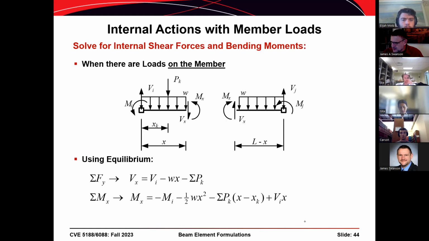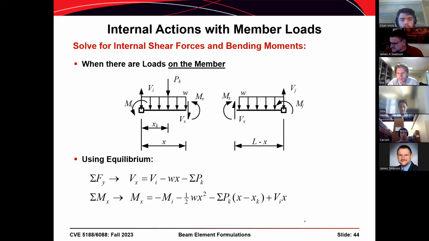If you solve for the bending moment at any point x along the length of the member, it's equal to minus M sub I minus 1/2 w x squared minus the sum of p sub k times quantity x minus x sub k plus V sub I x. And so solving for the internal shears and moments is more complicated, but it's not something that we can't handle, especially if you're endeavoring to write a spreadsheet or a program that's going to do matrix analysis of structures, and you're already a glutton for punishment. And so this isn't that big of a deal. It's tedious, but it's not terribly challenging.